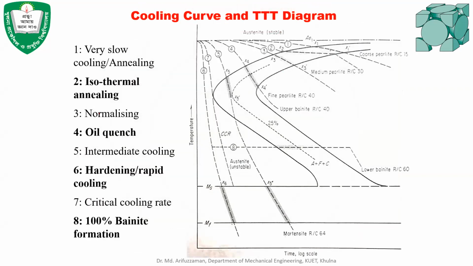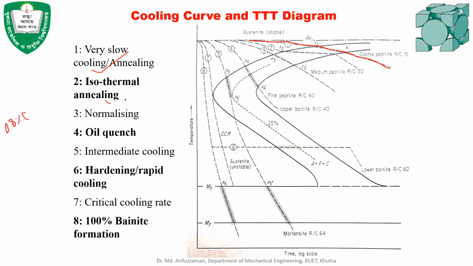And what is the effect of cooling rate? We also need to know that. If you do very slow cooling or annealing, that resembles this cooling rate. Number 1 cooling rate represents the annealing method. In this case, you will get coarse perlite for 0.8% carbon steel. It is similar to annealing.